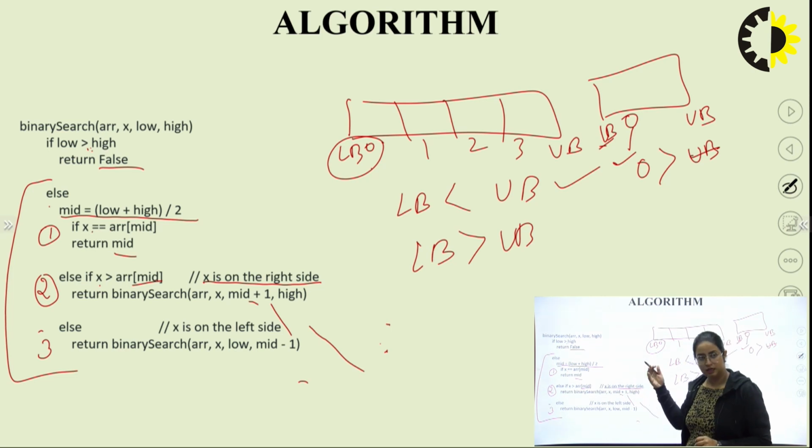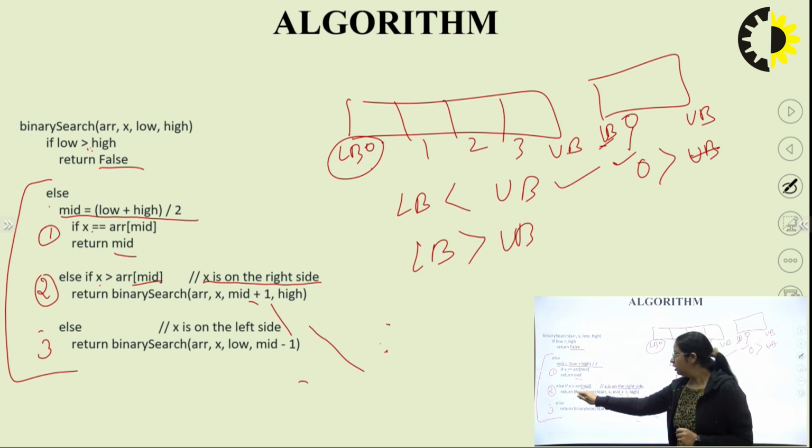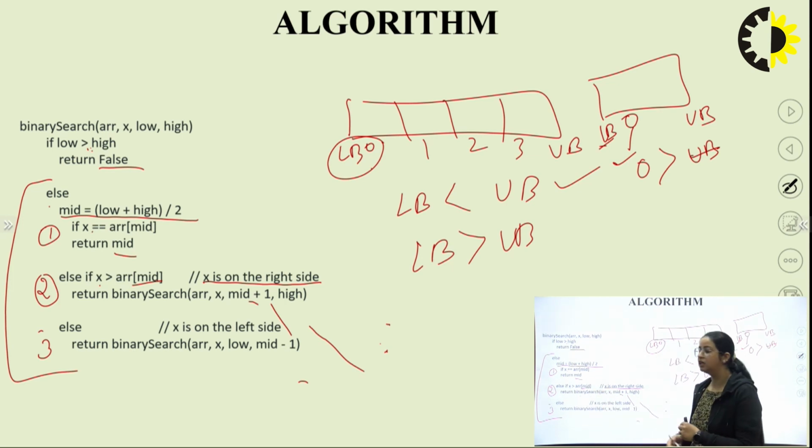Okay, that I have discussed, that we have to search the upper part of the element. We are going to search in that element. So if this condition is true, then what we have to do? We have to return binary search. That means we are again going to apply the binary search. But what are the conditions?